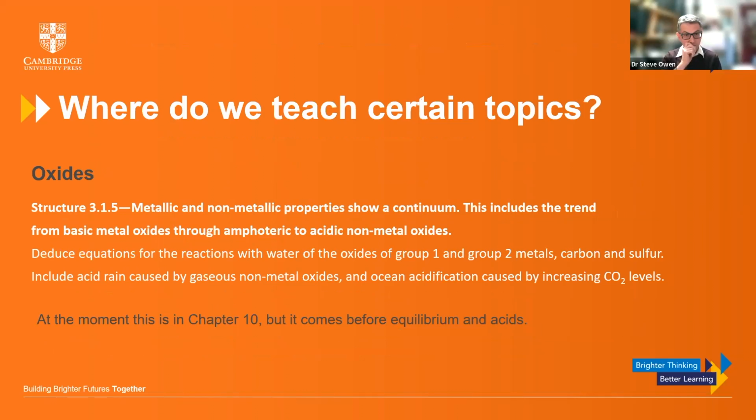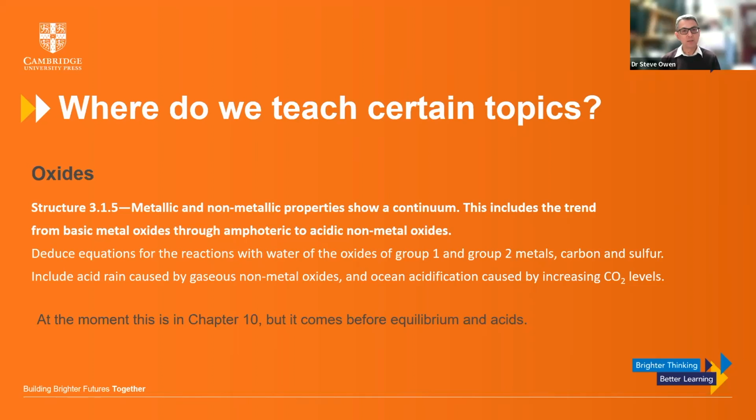And another argument in terms of doing it at the end of the course is in terms of the oxides. This is a part we're used to from the previous syllabus, where we're just showing the variation from basic oxides on the left-hand side of the periodic table through amphoteric to the acidic oxides over the right-hand side of the periodic table, which is fine. That would fit in fairly much anywhere.